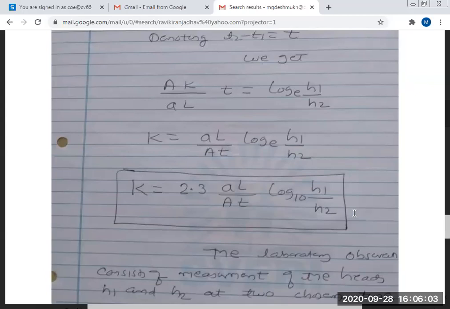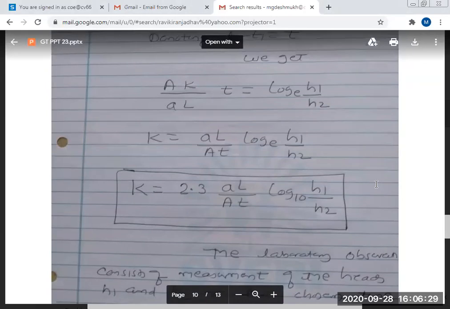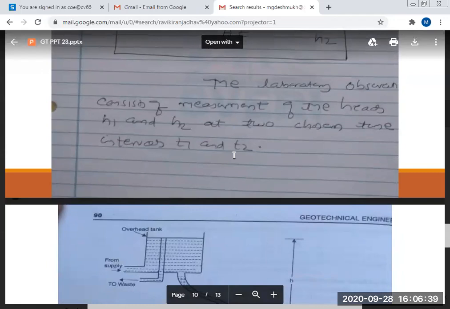So here small a is area of pipe. L is equal to length of the soil specimen. Capital A is equal to area of specimen. Look, small a is equal to area of pipe, capital A is equal to area of specimen, t is the time, and log base 10 h1 by h2.